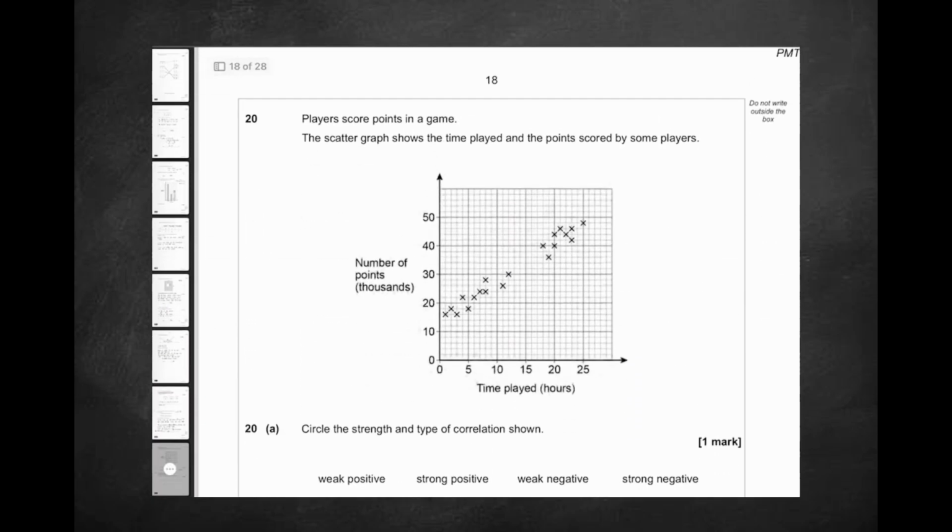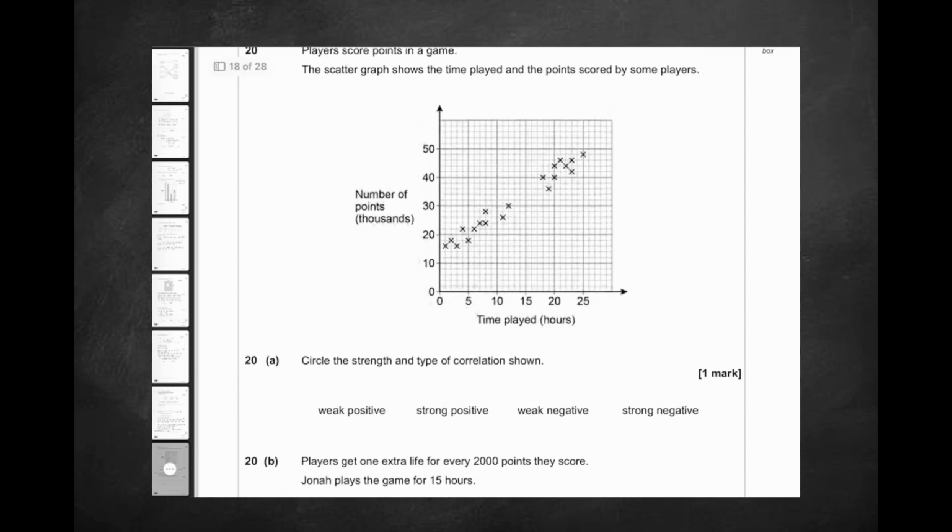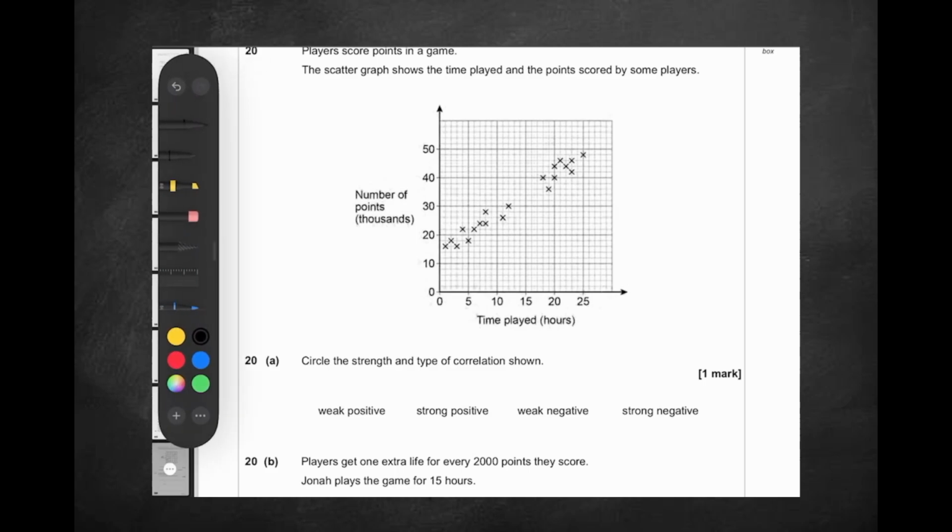Question number 20. Players score points in a game. The scatter graph shows the time played and the points scored by some players. Circle the strength and type of correlation shown. Well, as you can see, as time played goes up, number of points goes up. It's like if you take 25, that's like up here somewhere. And you take like 10, that's like down here. So this would be a strong positive correlation as they're increasing together, and it's quite clear.